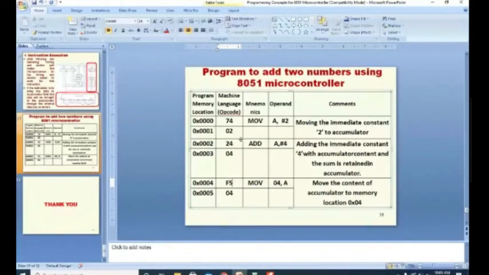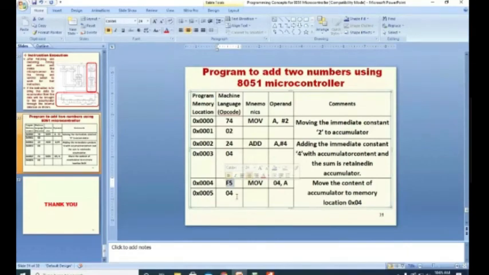There are 3 instructions which are all 2 byte instructions, where 74, 24 and F5 are the instructions. 2, 4 and 4 are the corresponding data, are the corresponding value added information.